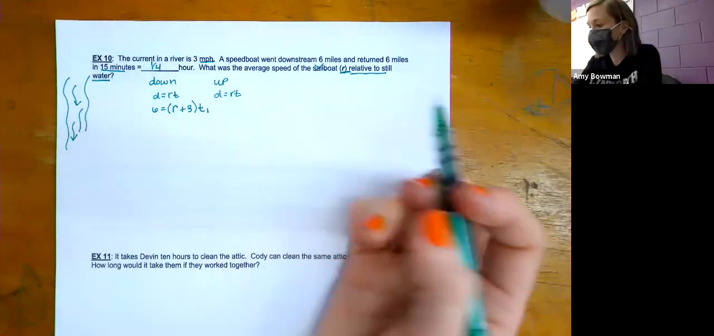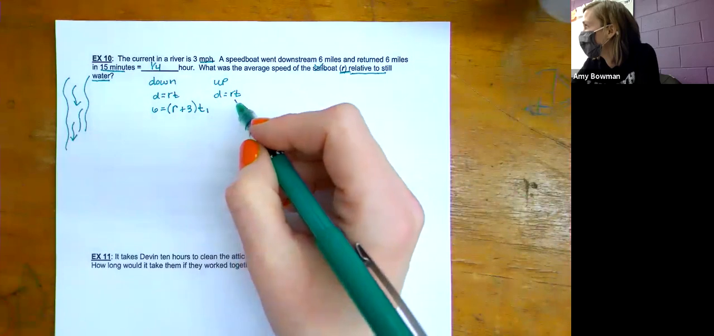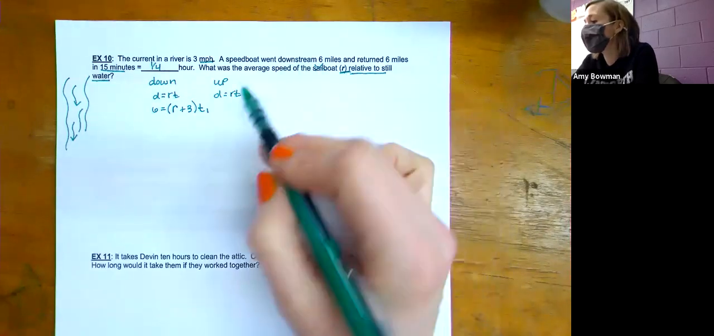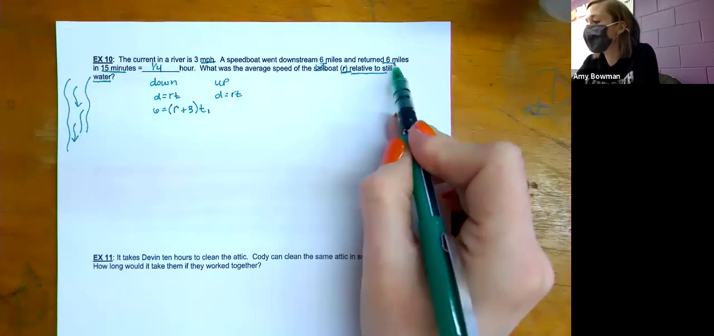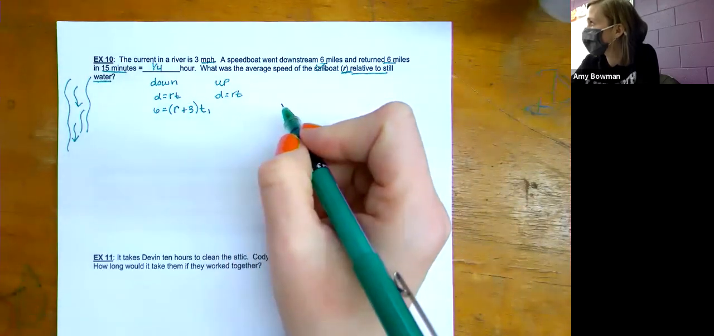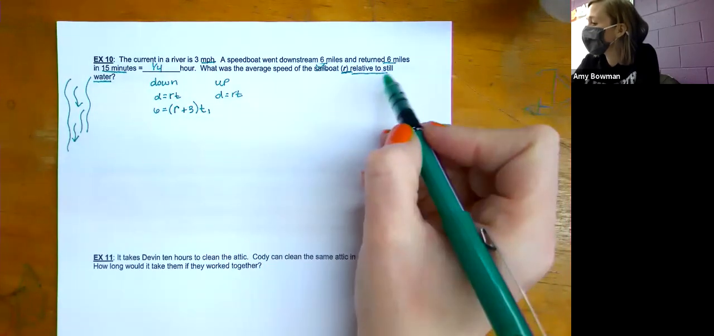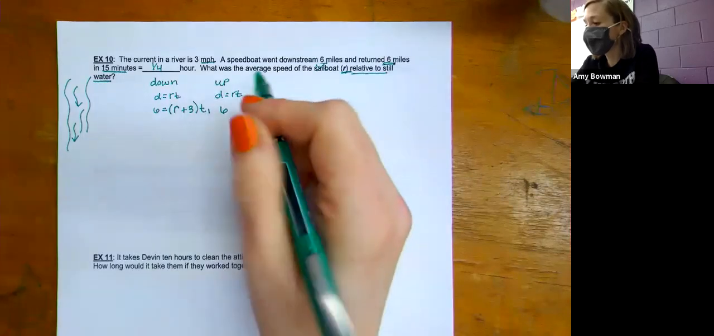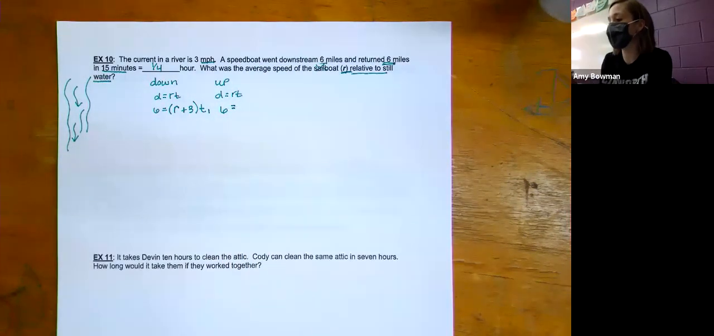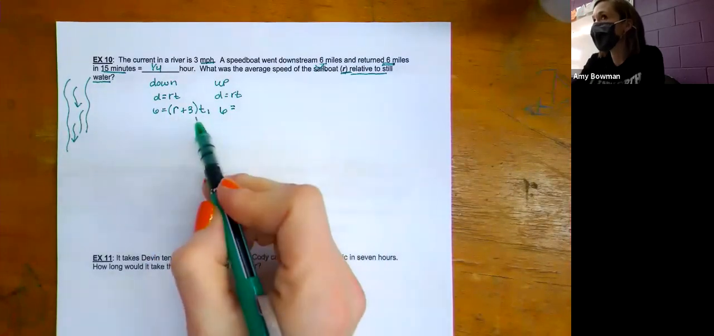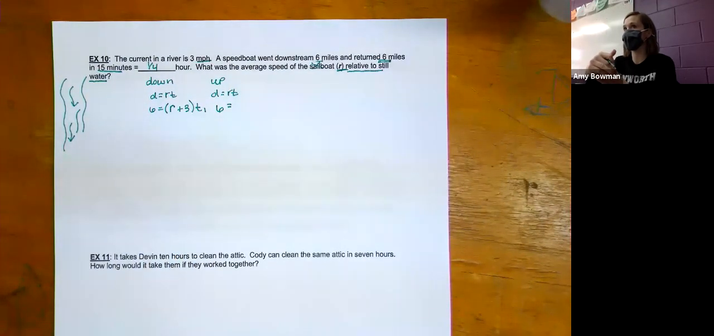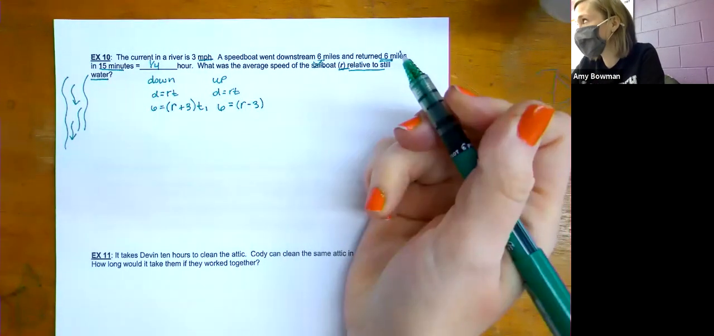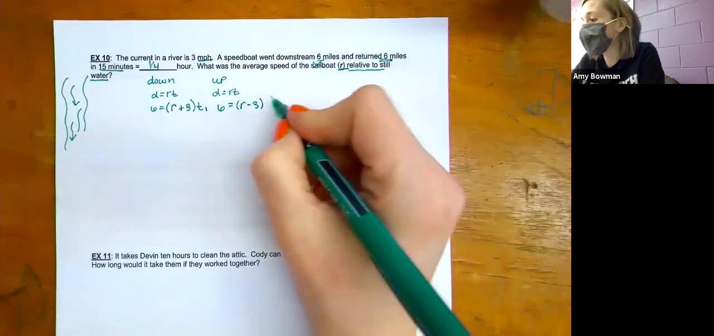Do I know the distance upstream, Jordan? The speedboat went downstream 6 miles and then returned. Oh, it returned 6 miles. Yeah, so 6 miles. 6 down, 6 up. The rate coming back up, if it was R+3 going downstream, and then it's facing a 3 mile an hour current going upstream, is going to be R-3 on the way back. Does that make sense? Okay, and then T2.